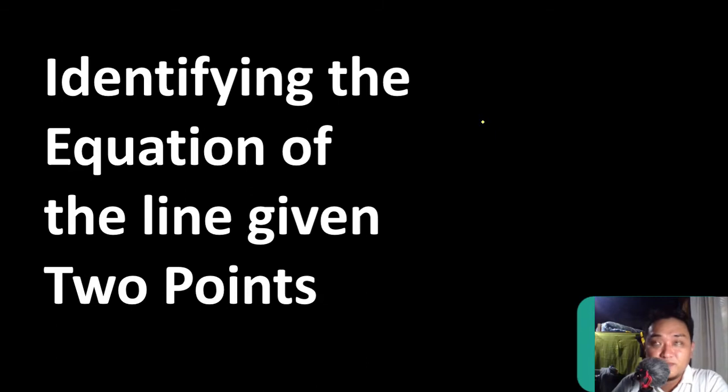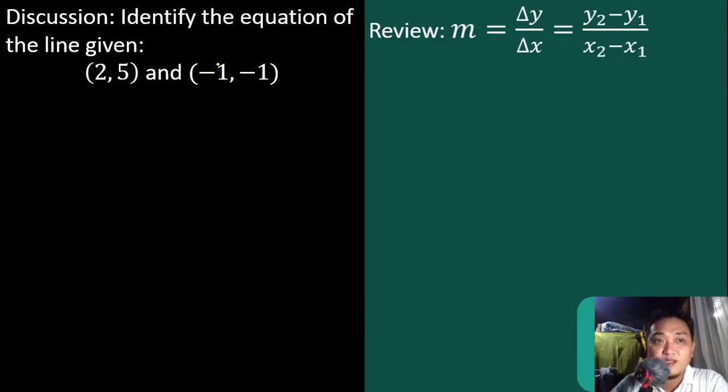Now, what we are going to do first is we are going to identify the equation of the line given 2 points. So let's say we have 2 coordinates or 2 ordered pairs. We have (2, 5) and (-1, -1). Of course, if you are going to connect these 2 points, it will pertain to a line.